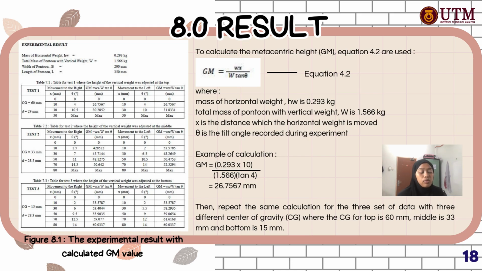And then we need to repeat the same calculation for the 3 sets of data with 3 different centers of gravity, where the CG for the top is 16 millimeters and depth is 29 millimeters. For the middle, CG is equal to 33 millimeters and D is equal to 28.5 millimeters. And lastly, for the bottom, CG is equal to 15 millimeters and D is equal to 28.3 millimeters. We need to calculate all of these, and the results shown in figure 8.1 are the completed data for GM for test 1, test 2, and test 3.